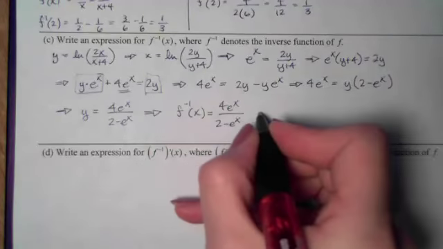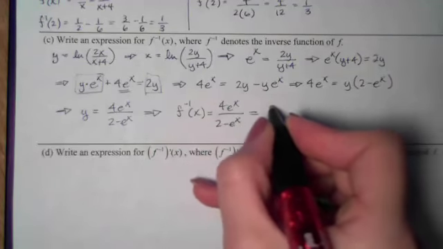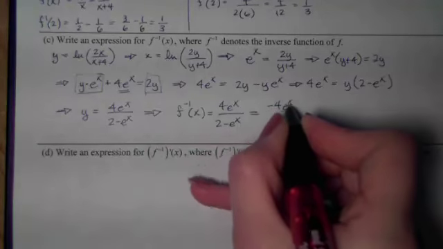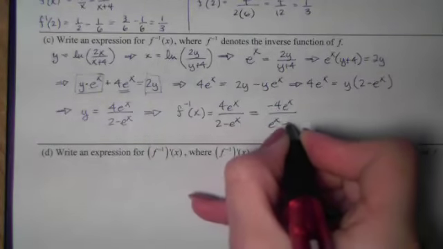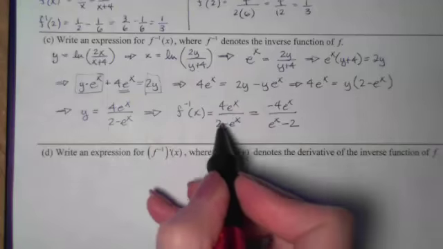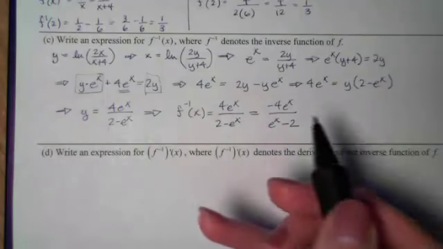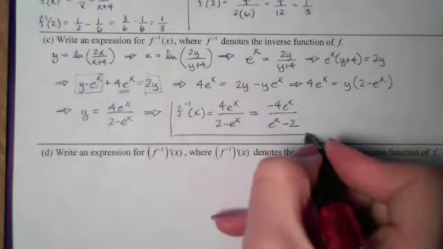And I am done. Now I think on my answer key I have negatives all the way through. So I just multiply the top by a negative and the bottom by a negative, so either one of those would be correct.